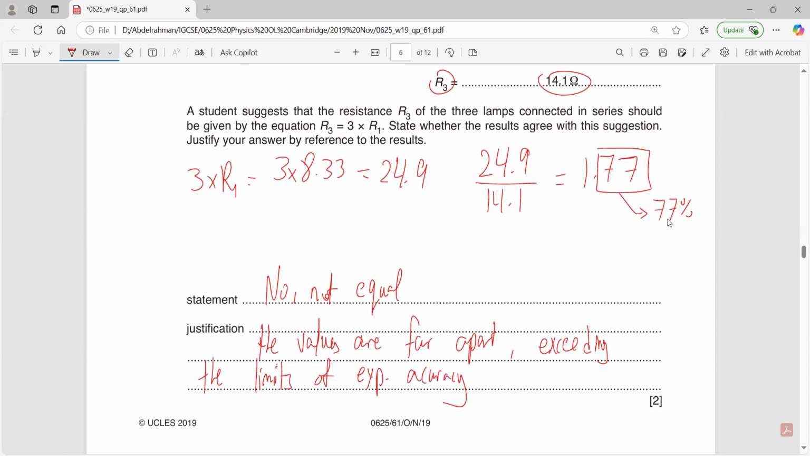Limits of experimental accuracy are usually within 15%. So if the value is 1.12, 1.13, when you divide the larger number by the smaller number, 13% is acceptable, up to 15%. At 15%, you could say yes or no.